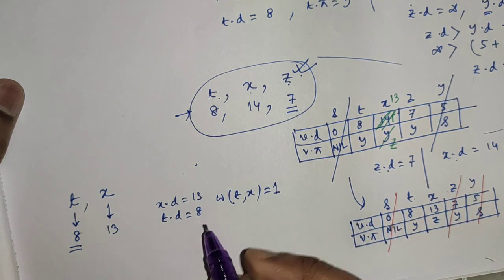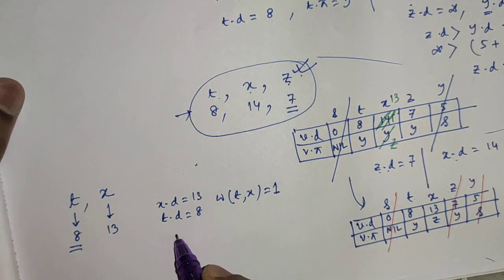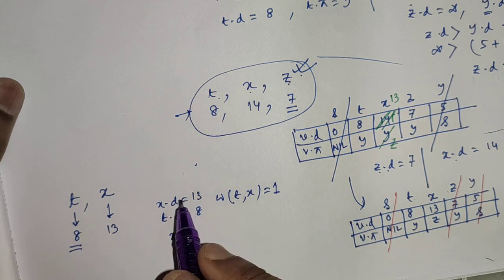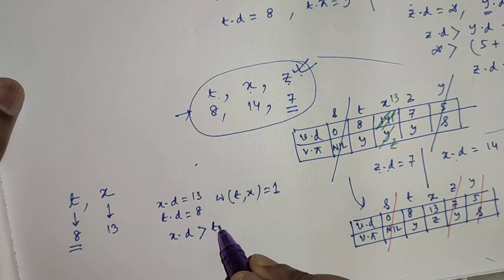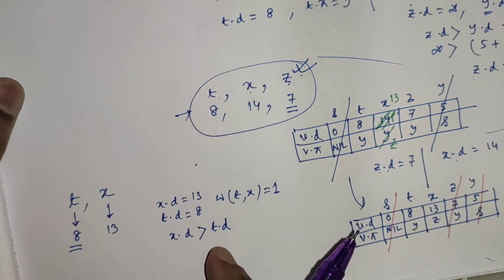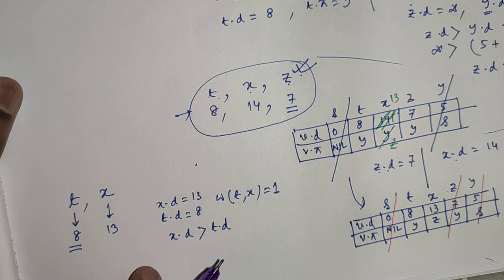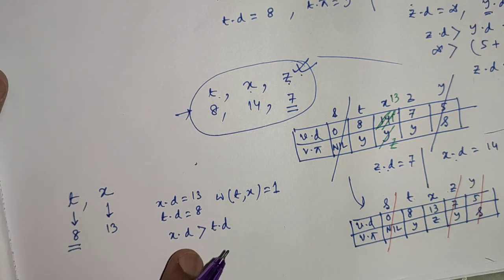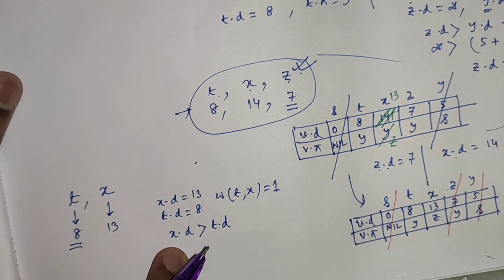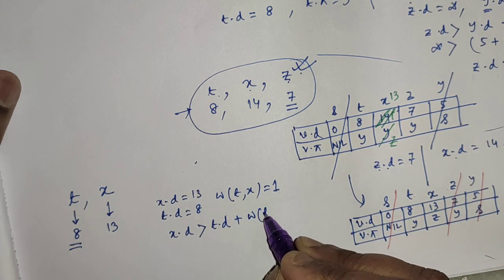This is 1. So the formula: X.d, that means where you are going, is greater than T.d, that means from where you are moving. T to X basically. From where you are moving, that is T, where you move to, that is X. X.d is greater than T.d plus W of TX.